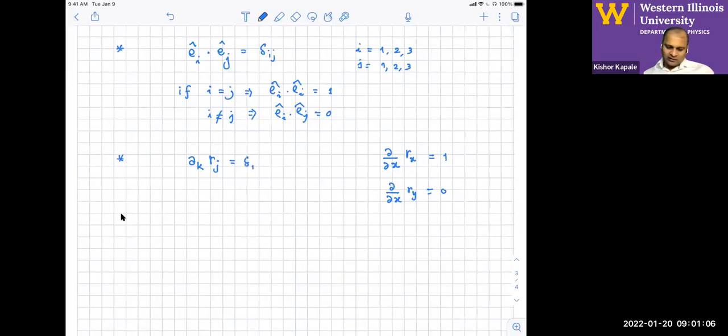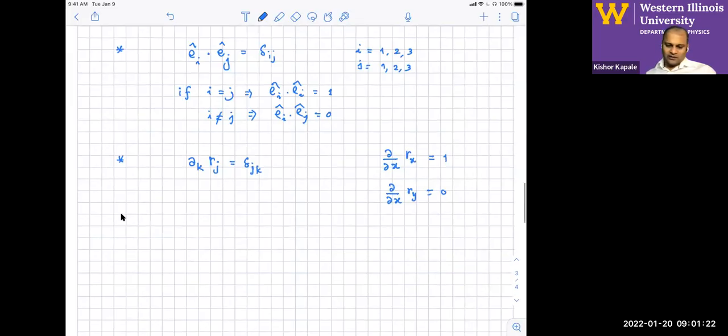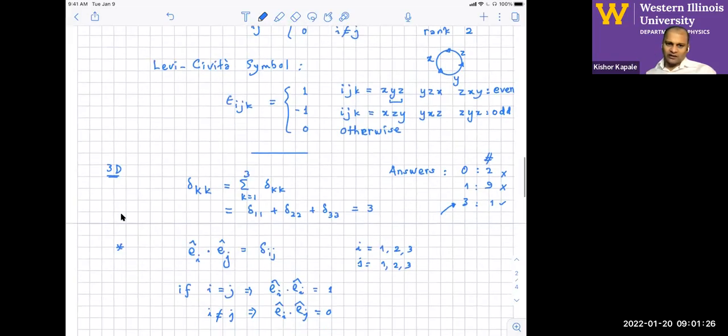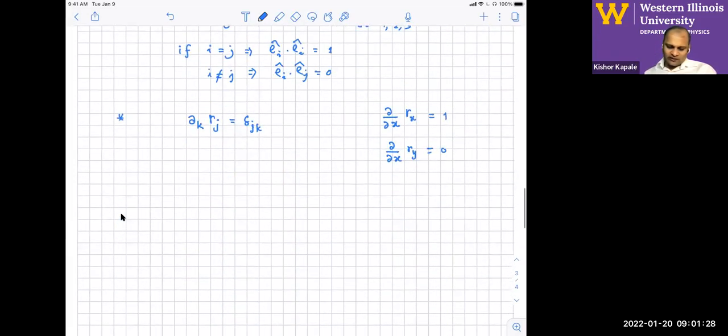Again, it's delta jk or delta kj, it doesn't matter which order you write it. Order is not important for delta, because delta is a completely symmetric tensor. The Levi-Civita is an anti-symmetric tensor, because the order then is important. Okay, everybody with me so far?